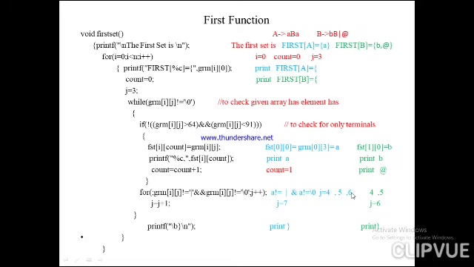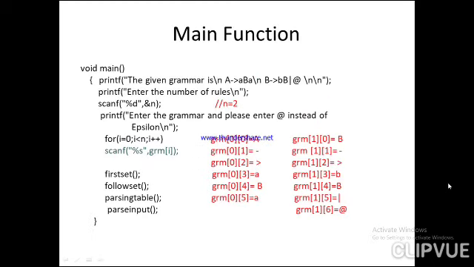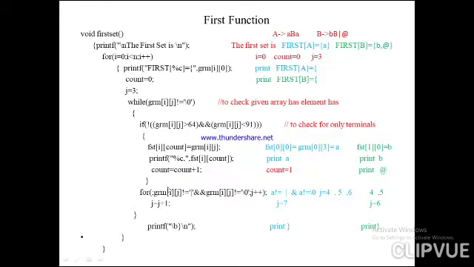So I am incrementing the j. So what is my j value now? J value is 6. Now again I will come to this one. So grammar of 0,6. What is the grammar of 0,6 you are having? So 0,6 is actually the null value. So once I finish this particular grammar, what will be stored? The null will be stored. So now when I come to this one, this condition will become false.